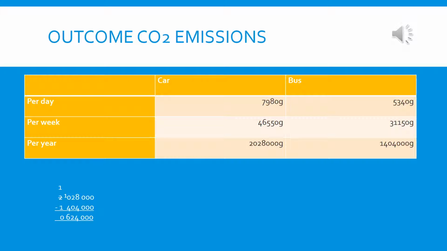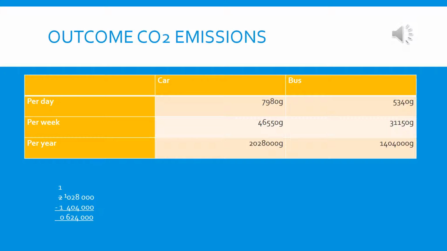2,028,000 take away 1,404,000. I would start the subtraction with 0 take away 0 equals 0, 0 take away 0 equals 0, 0 take away 0 equals 0. Remember to place the numbers in the correct place value columns. 8 take away 4 equals 4, 2 take away 0 equals 2.